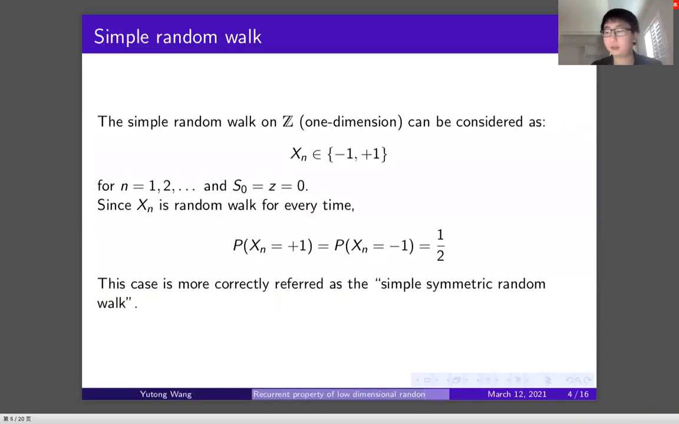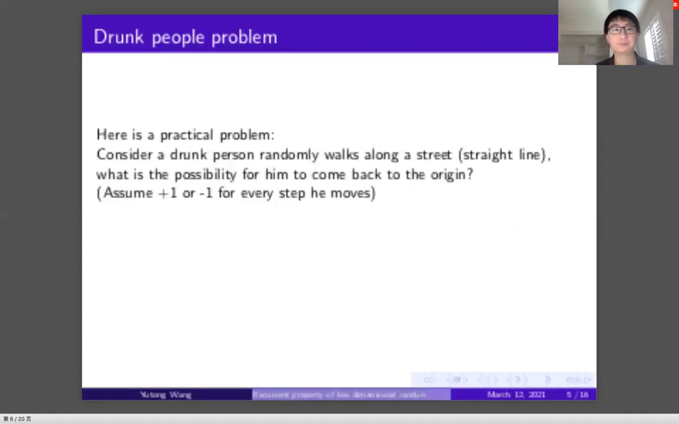For a simple random walk, the characteristic is that each xn only has two values, either -1 or +1. And for the original position, S0 is equal to z, which is always equal to 0. For a simple symmetric random walk, the probability for each choice is the same. So in one dimension, the probability will be 1/2.